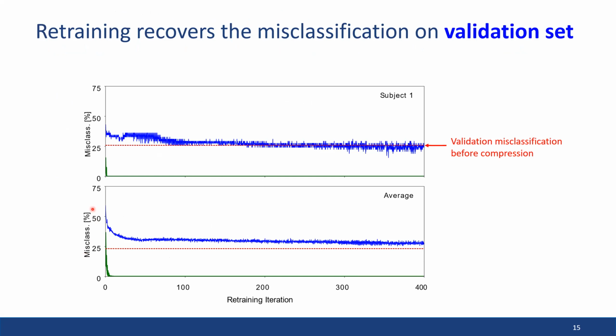So here in this plot, we see the misclassification for subject 1 and on average over all the subjects on the training set in green and on the validation set in blue. We also show the validation misclassification when doing no compression at all. So we see that the training misclassification goes down very, very rapidly. At the same time, we also see that the validation misclassification converges towards the initial misclassification when doing no compression, for subject 1 as also on average. So it tends to go towards the misclassification rate we had before.